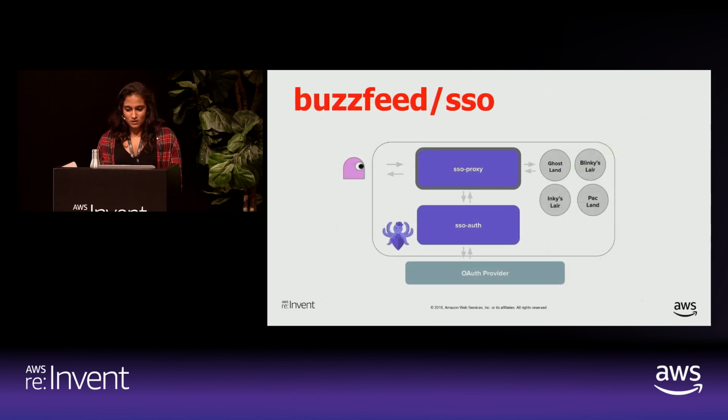And this is what SSO looks like today. It's composed of two separate Go binaries and a third-party OAuth provider. The upstreams sit behind SSO proxy, and SSO proxy reverse proxies the requests after authentication and authorization have occurred. I'm going to go into a little bit more detail about the different components of the system.